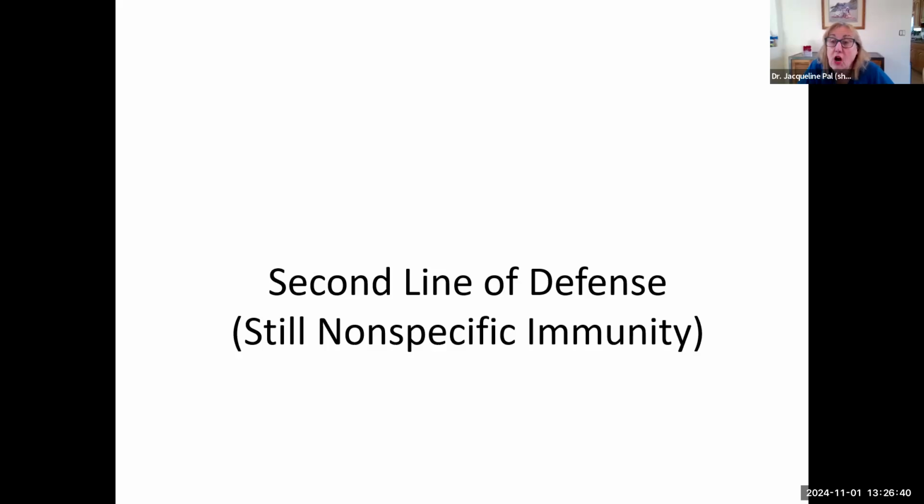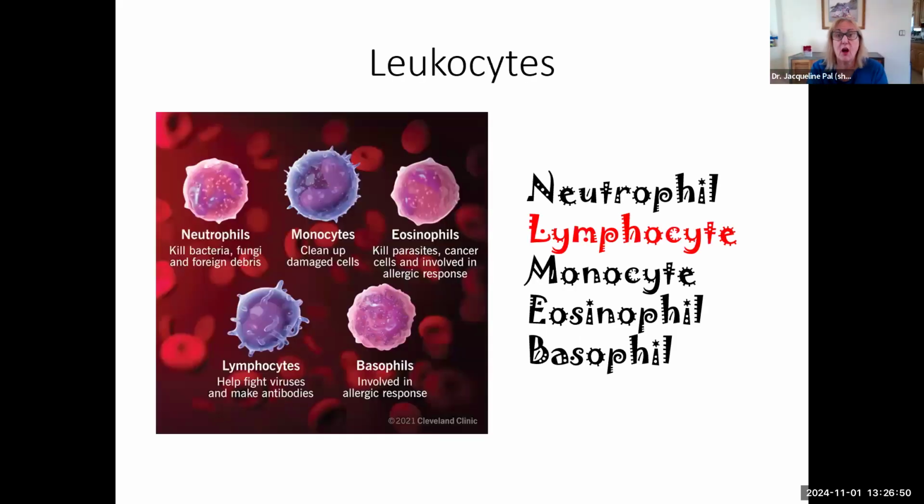Okay, let's finish our non-specific immunity by talking about the second line of defense, where I think we have 4 or 5 different things to talk about. The first are the white blood cells we've already talked about. As you remember, there were 5 of them. And remember, I said you needed to know functions for each of them.